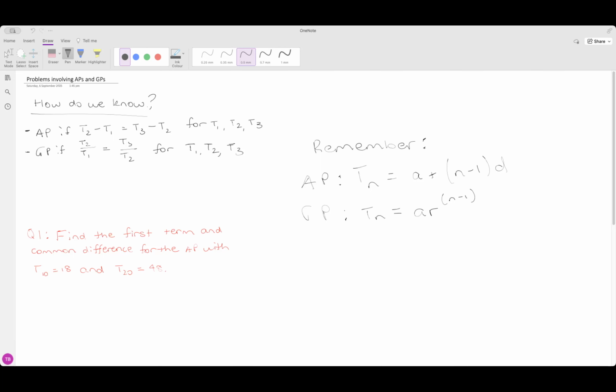We have these two rules up the top that you can see. Something will be an arithmetic progression if we have 3 terms, or however many terms. If we take t2 minus t1, and then t3 minus t2, so the second term minus the first, and then third minus the second, if they are equal to the same thing, then we can say that those 3 terms form an arithmetic progression, which basically means that they'll have a common difference.